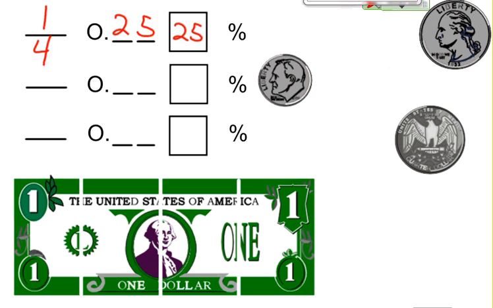Well, what if we had a dime? How's that going to relate? Think about it in terms of money. How many dimes does it take to equal $1? All right, hopefully you're quickly saying, oh, 10 dimes equals $1. That would mean that if I only had 1 dime, I would have 1 out of the 10 parts to equal $1. So that would be 1/10.